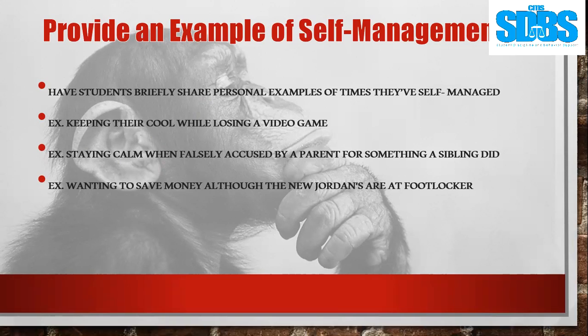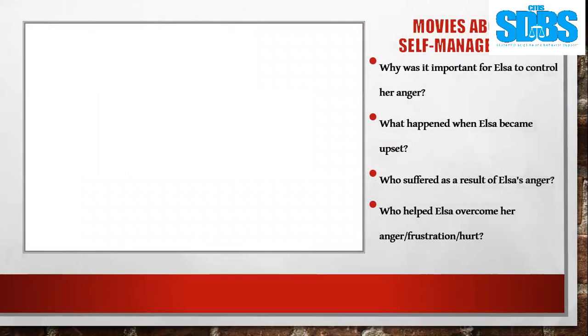Another example, and you find this popular in high school: I was wanting to save money. I'm working, and I wanted to save some money, but the new Jordans are out or the new whatever, iPhone, you name it. And so, not being able to put restrictions in place to save money because they saw something else that they wanted. Another example, especially true right now, is, I'm not able to stay connected on Zoom. I'm distracted or what have you. So these are some really good examples of the feedback you may get from your students in terms of what their examples of self-management have been.